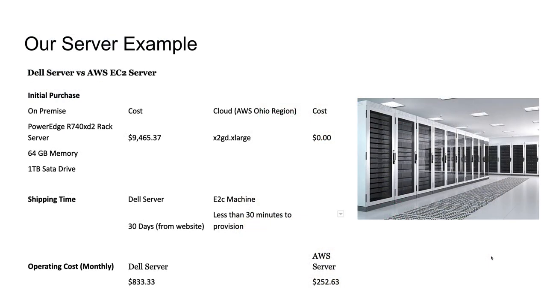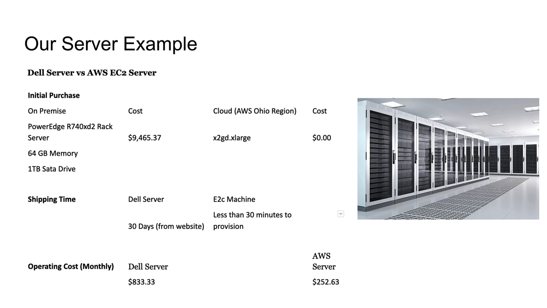The example that I took was having just one physical server that was required for a project. I went out to Dell and priced out a middle-of-the-road server that had 64 gigabytes of memory and a 1 terabyte SATA drive. That's a mechanical drive, not an SSD drive. Then I priced out the equivalent machine, a virtual machine, in Amazon AWS, and I used the Ohio region. What's significant about that is that prices in AWS will vary between regions.